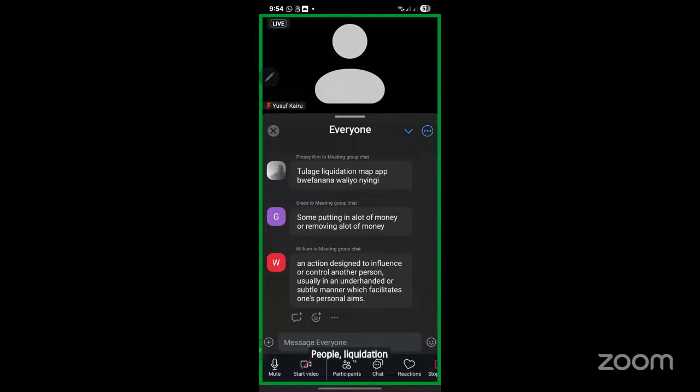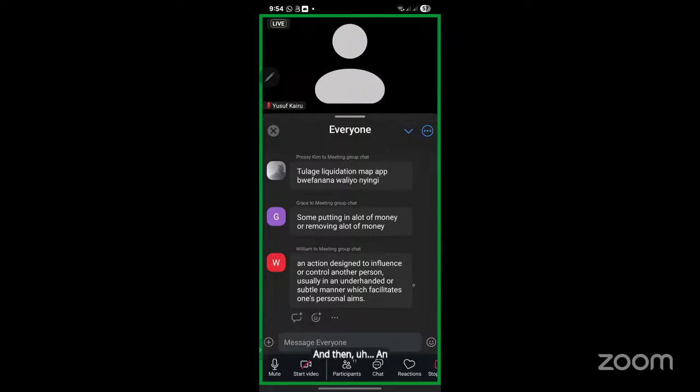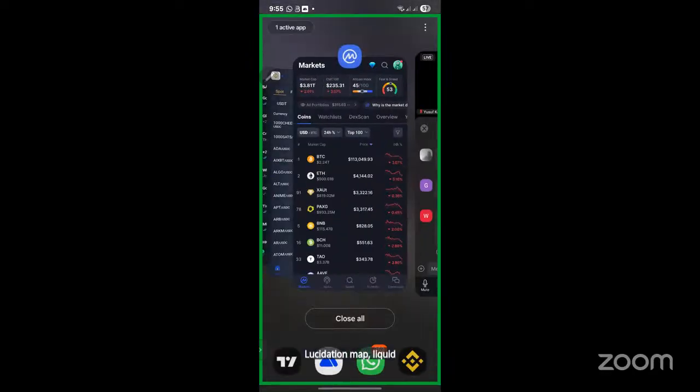Liquidation map. Some are putting in a lot of money or removing a lot of money. An action is designed to influence or control another person, usually in an unsubtle manner. First test one is personal aims. What do you want it to mean? Liquidation map. This is how it looks like.